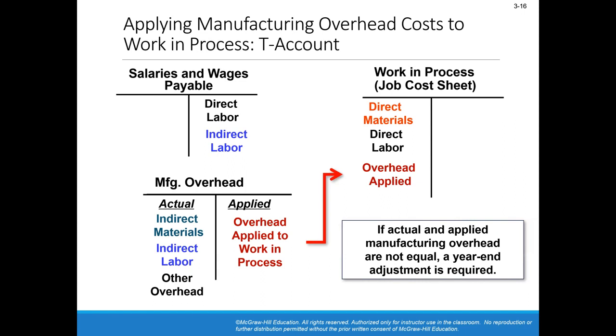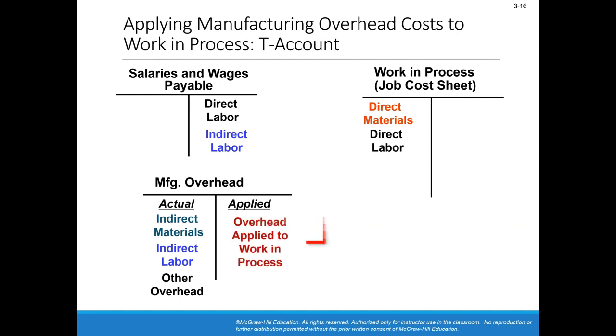Okay, so now we're looking again at the little summary, and we've added our other overhead to the manufacturing overhead under the actual side, which is a debit. So now we're going to look at the applied. So the applied is what that estimate was that we came up with and how we're going to calculate it and bring that into the work in process based on whatever job costs, whatever cost driver we've assigned.